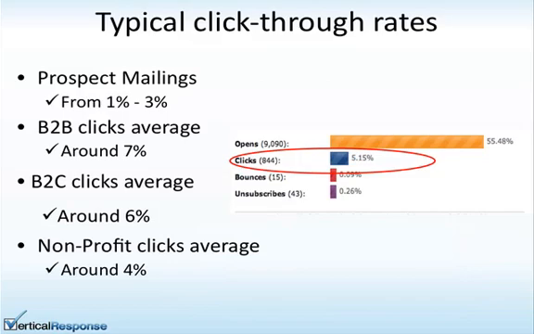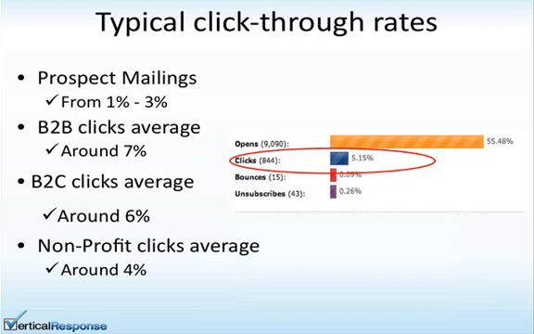These are some typical click-through rates, and again, it's the same breakdown that I had before, and all my numbers, by the way, come from the DMA, if you're wondering where they came from. Prospect mailings, again, are going to be lower because those are people who are not specifically engaged with your company yet.